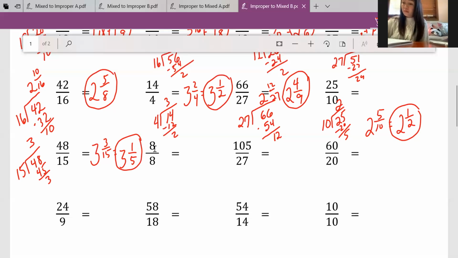This one's not so bad. 8 over 8, you're just dividing the top by 8, and you just get 1. Just the whole number 1, and there's no remainder. Okay, so I want to shift from converting improper fractions to mixed numbers to improper fractions. So now we're going to look at the other side of the coin.